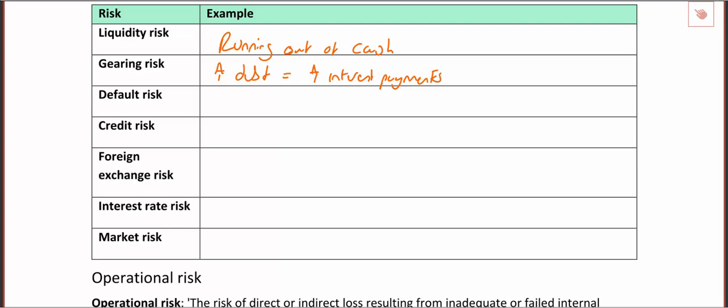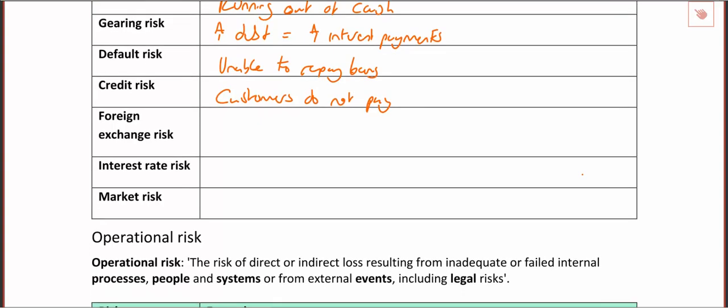Default risk and credit risk are pretty similar. Default risk is the risk that I won't be able to pay back my loans. And credit risk is where I might be facing customers who are unable to pay me. Again, going to cause me big cash flow issues if that happens.